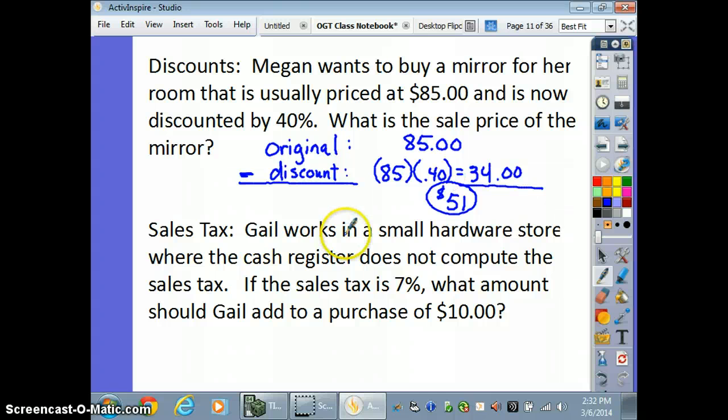Here we want to add when we have sales tax. Gail works in a small hardware store where the cash register does not compute the sales tax. If the sales tax is 7%, what amount should she add to her purchase of $10? So we want 7%, or 0.07, times 10. And that gives me 70 cents. That's the amount she's going to add. Her sales tax is 70 cents, so the price would be $10.70.